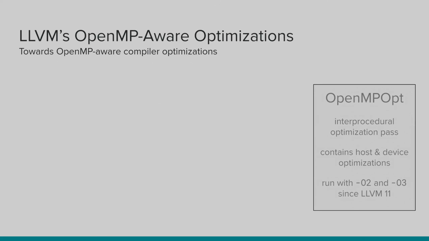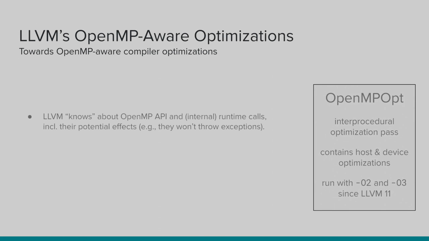So we have to be interprocedural to do reasoning between the location where the parallel was and the parallel body that we outlined. And the OpenMP opt contains host and device optimizations, and it runs by default. Now, what can it do? It knows about the OpenMP API, so get thread num and other calls. And it also knows about most of the API calls, and we're teaching more and more as we need them. And it knows about the internal OpenMP runtime calls that we use to implement OpenMP.